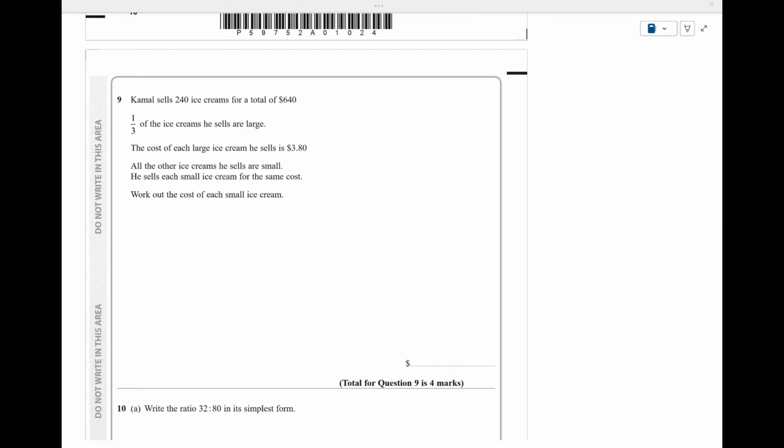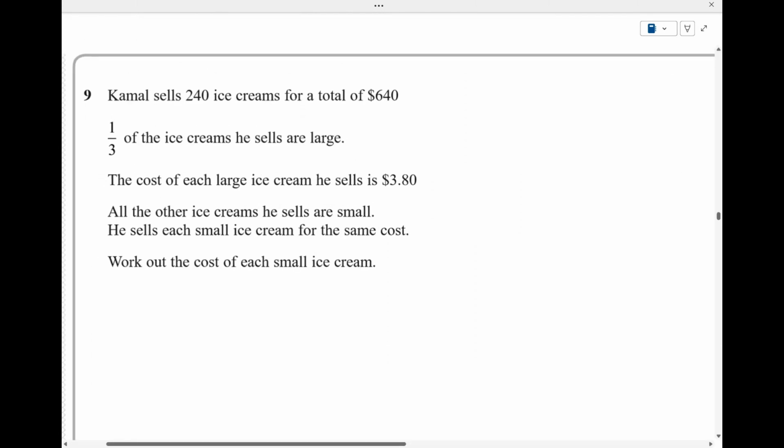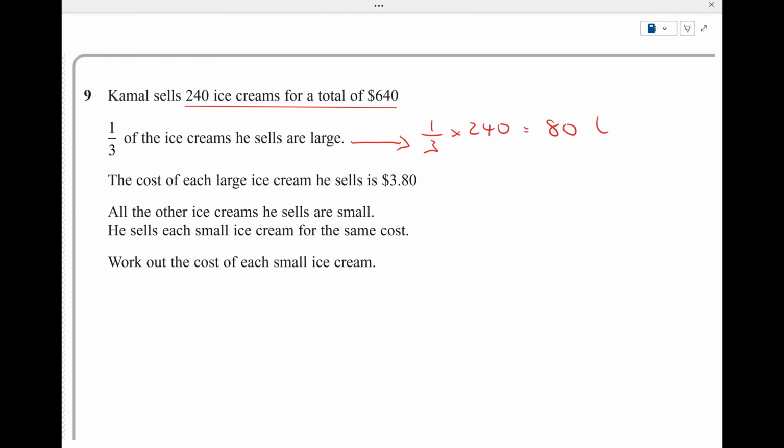Let's have a look at question 9. We're selling 240 ice creams for a total of $640. Crikey. Now, a third of the ice creams he sells are large. I can already do some maths. Let's work out how many large ice creams there were. A third of 240. Do that on my calculator if I want to. 80 large. The cost of each large ice cream he sells is $3.80. Okay. All the other ice creams he sells are small.